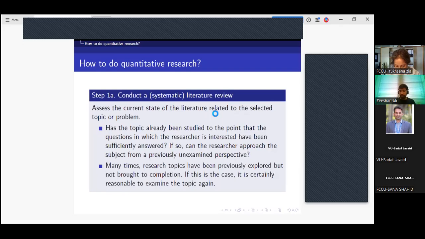So systematic literature review is really useful when we conduct the quantitative research, though quantitative researchers, apart from the biological side or biosciences, they usually don't mostly try to conduct this systematic literature review in social sciences.